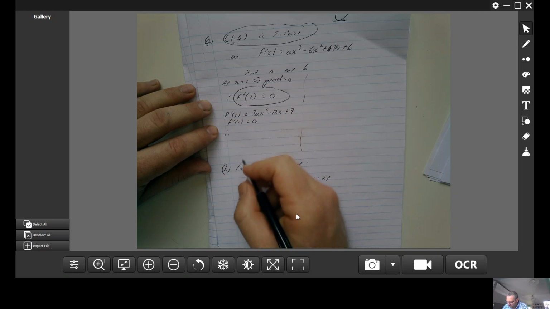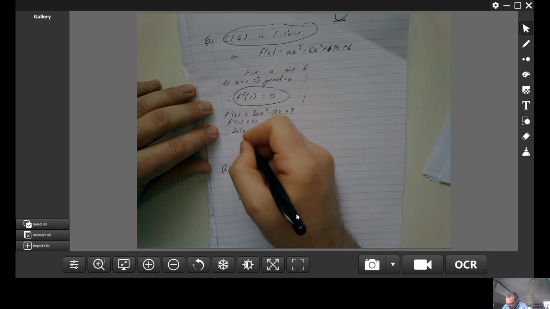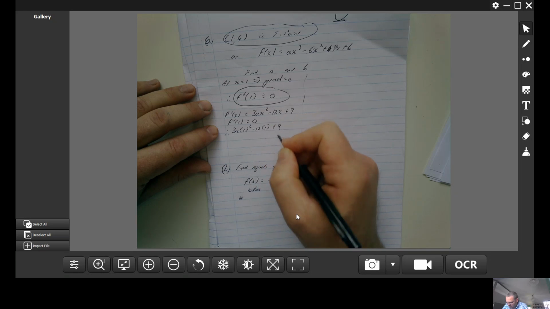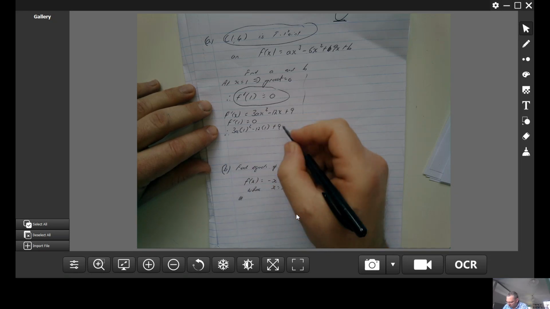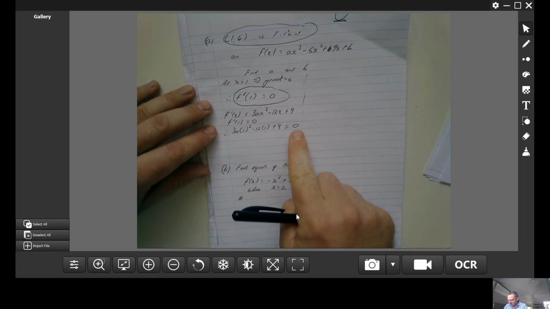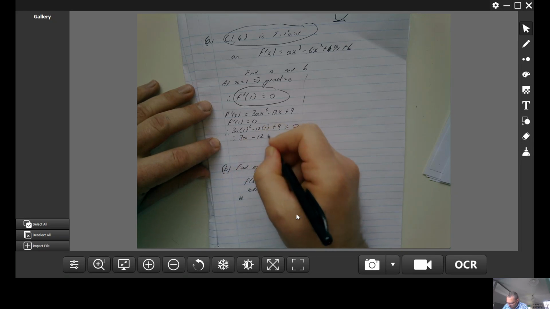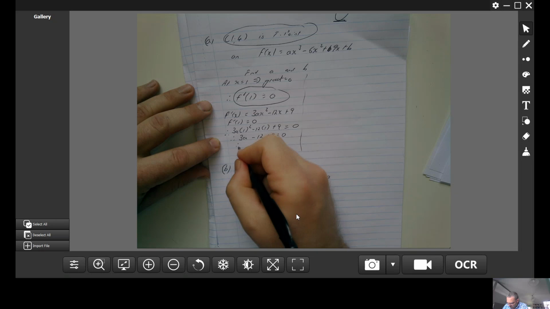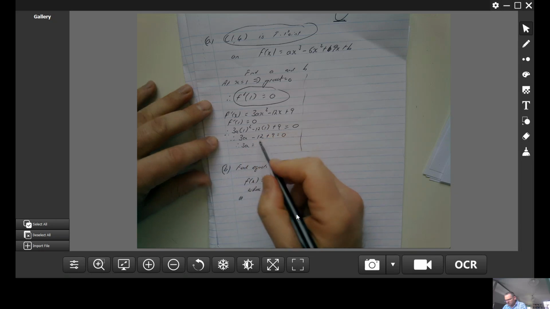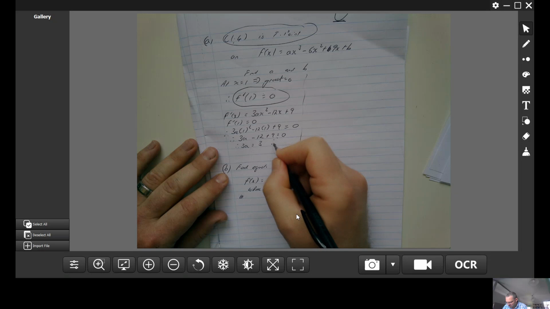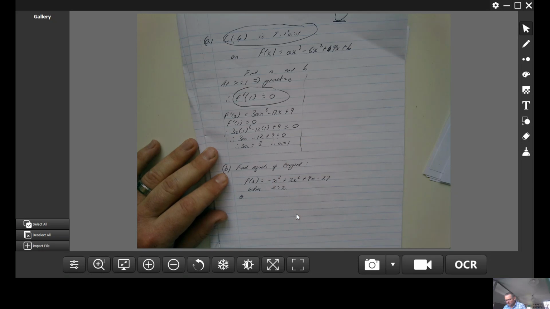So I sub in 1 into my derivative equation. So I get 3a times 1 squared minus 12 times 1 plus 9. So when x is equal to 1, the gradient must be 0. And if I simplify that, I get 3a minus 12 plus 9 is equal to 0. So 3a is equal to minus 12 plus 9, which is minus 3. Moving it to the side, I get 3a is equal to 3. So therefore, a is equal to 1.